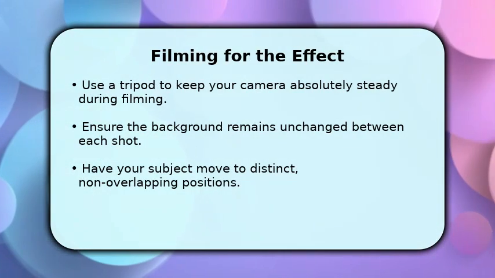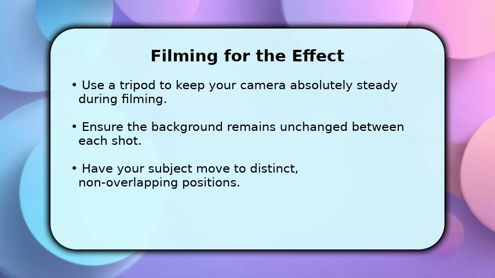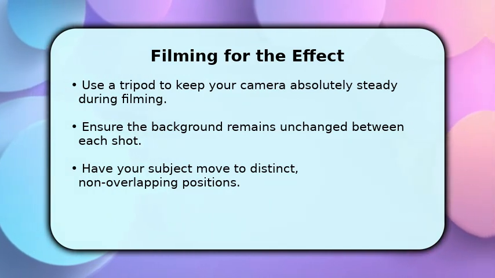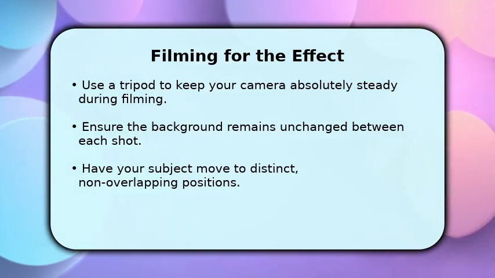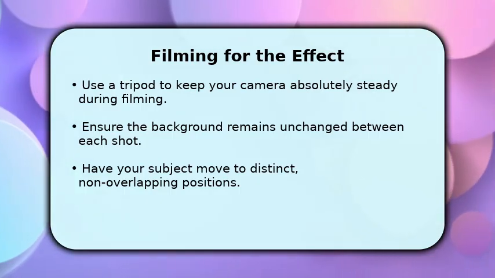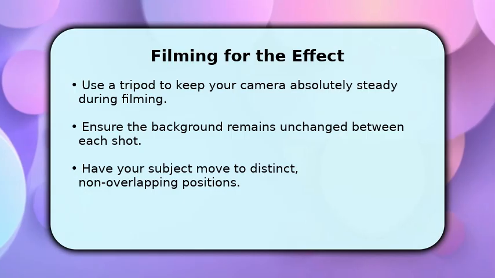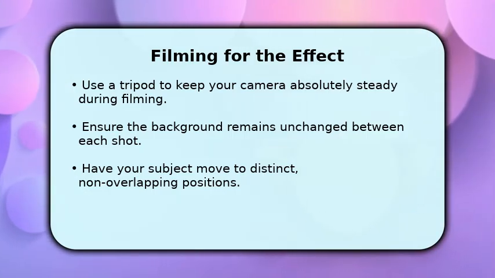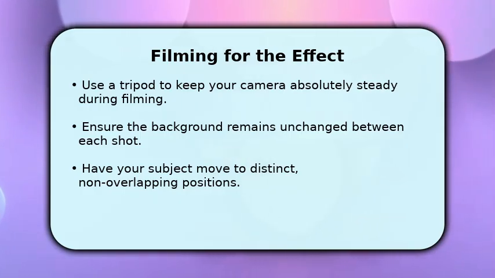To achieve a seamless Gemini effect, camera stability is paramount. Mount your camera on a tripod and do not move it between takes. Film your subject performing their actions in one area of the frame, then have them move to a different, non-overlapping area for the next take. Remember, the background should be identical in all shots to simplify the editing process later.